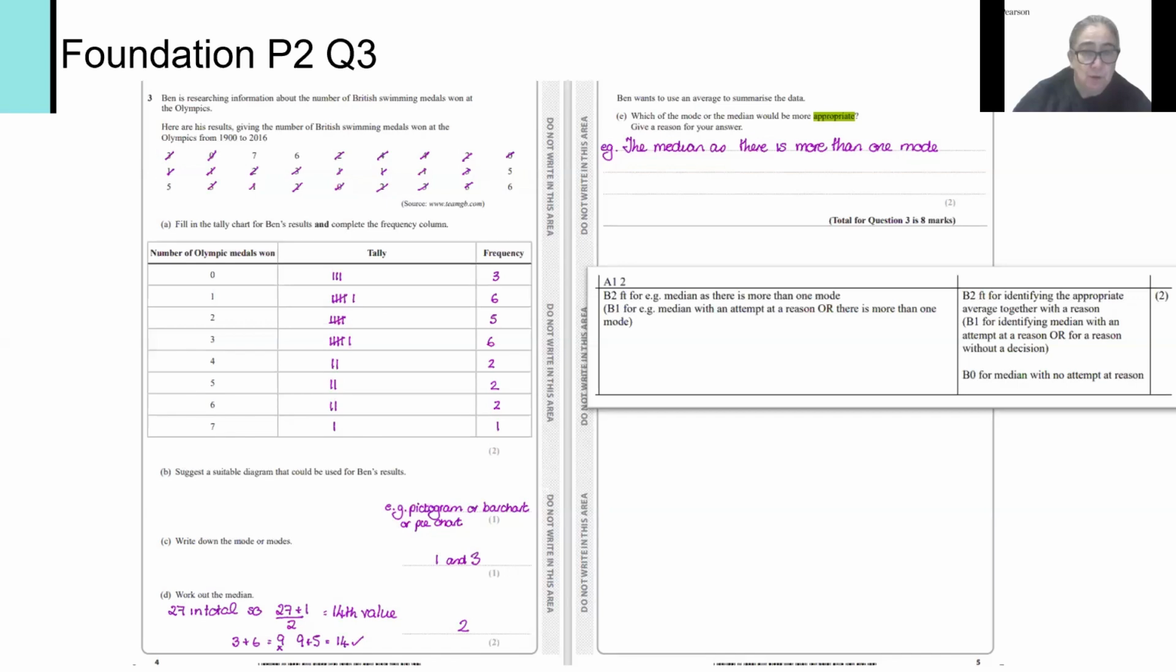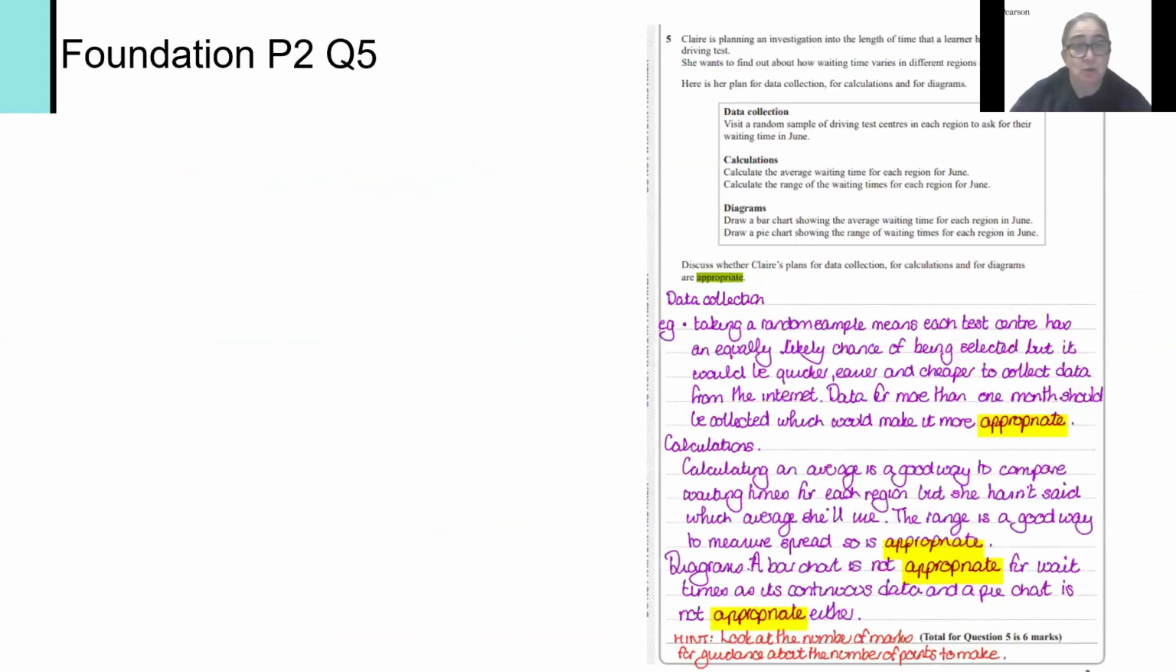Question 5 on foundation was what's called an extended response. This came under the AO3 extended, the statistical inquiry cycle. So it was all about data collection, calculation, and the diagrams. And it does say for calculations, discuss whether they're appropriate. It's an extended response. I'm not going to spend lots of time on it because we're going to look at extended response at a later session.